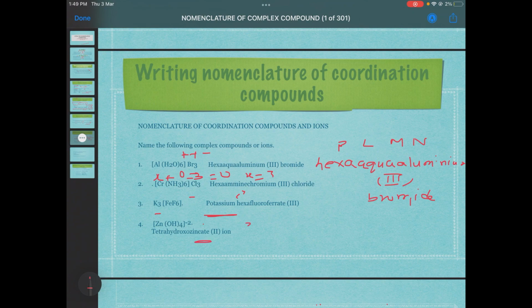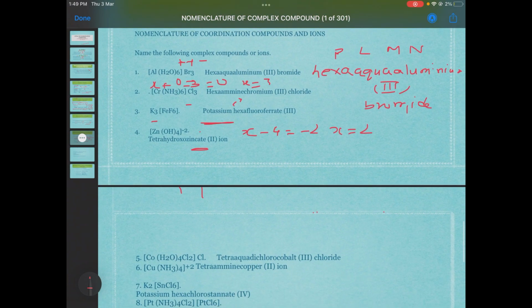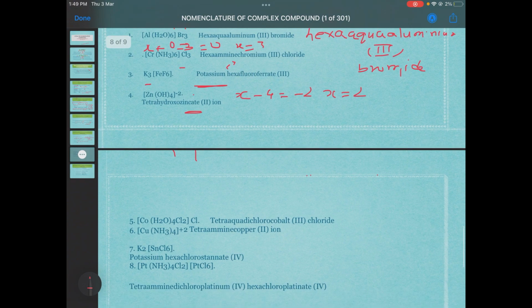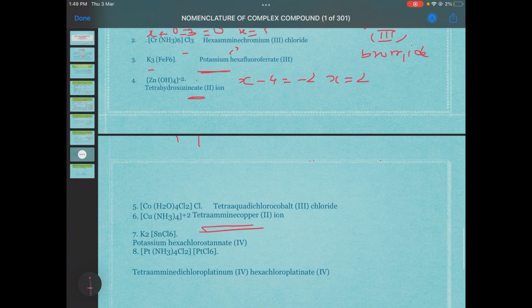So X minus 4 is equal to minus 2, so X becomes 2, which is the oxidation state. Tetrahydroxozincate(II) ion. Always remember, if it is negative, the metal will take the -ate ending. But if it is positive, don't write -ate; you will write the metal itself with a specific oxidation number in parenthesis.